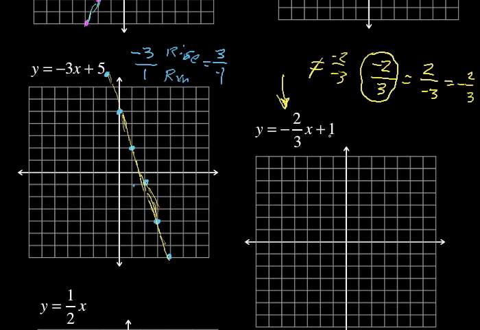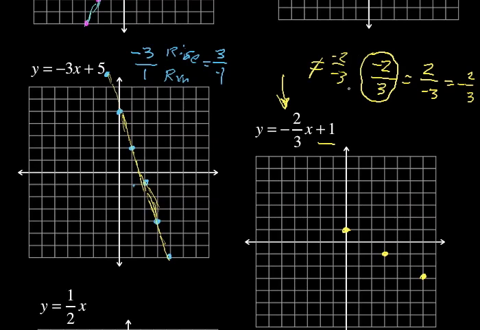So again, we start with our y-intercept. In this case, it's +1. So let's plot that point, +1. And now I'm going to rise -2, which means go down 2, and then run 3. 1, 2, 3. And I repeat the process. Rise -2, run 3.